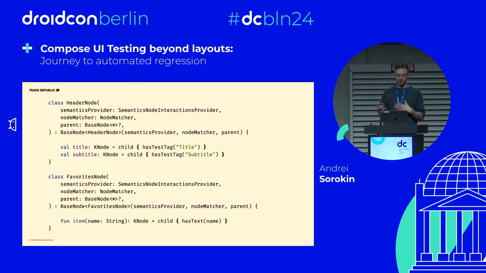And then you can create these nodes. Now, I think in Kakao, the base node constructor is quite problematic because it has a lot of parameters in there. But what you can do is create children of this node, and then it would be a title, a subtitle, and then you have, let's say, an item in favorites. So it works, but it's a bit cumbersome.